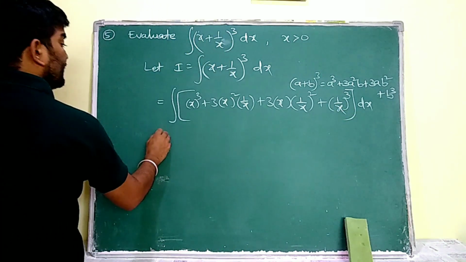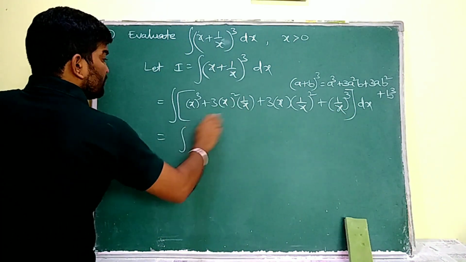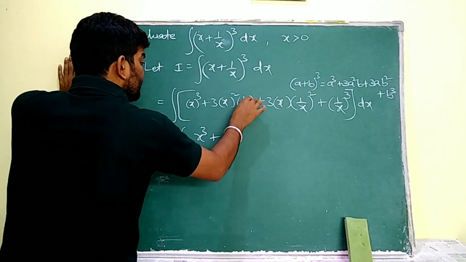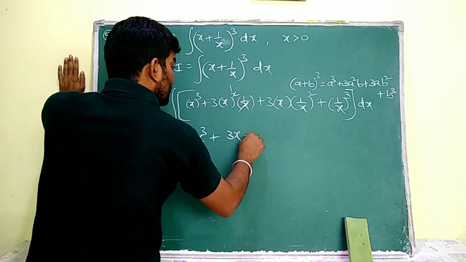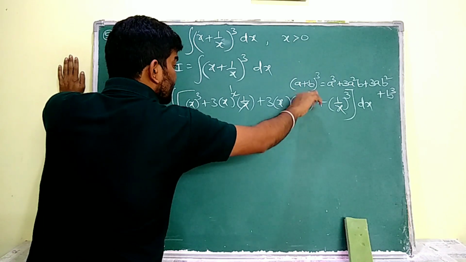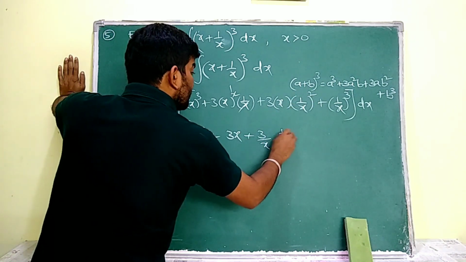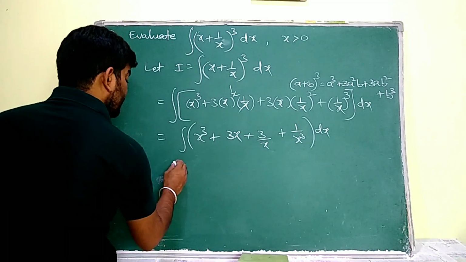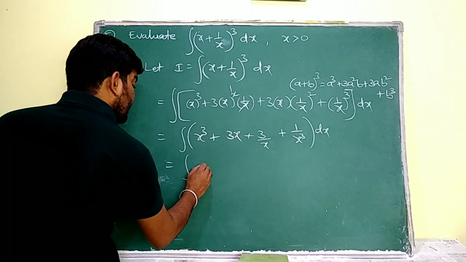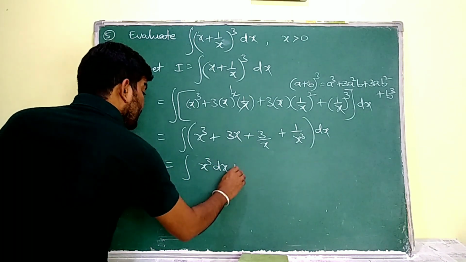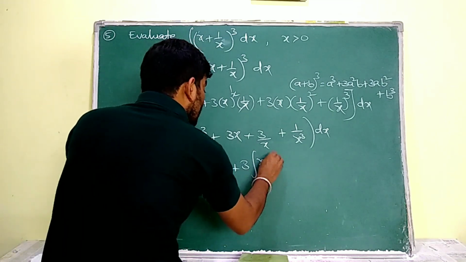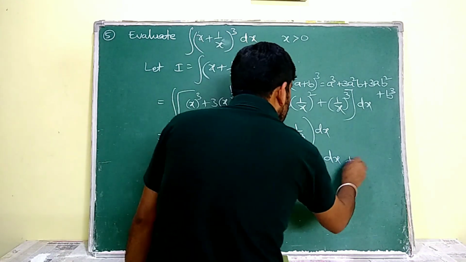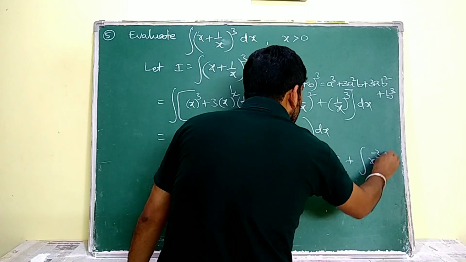See, now integral x cube. This is going to be simplified as x cube plus 1x and 1x are going to be cancelled. Then see, 3x left plus 3 into here 1x and here 1x are going to be cancelled. Then 3 by x plus 1 by x cube, whole dx. Now we are going to split it into different integrals. Integral x cube dx plus 3 into integral x dx plus 3 into integral 1 by x dx, plus integral x power of minus 3 dx.